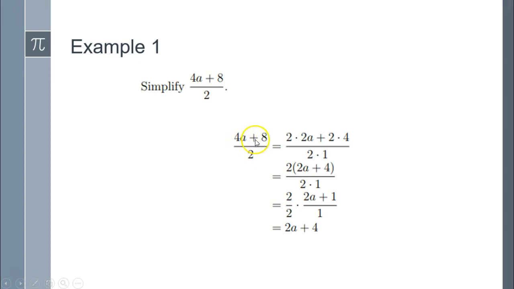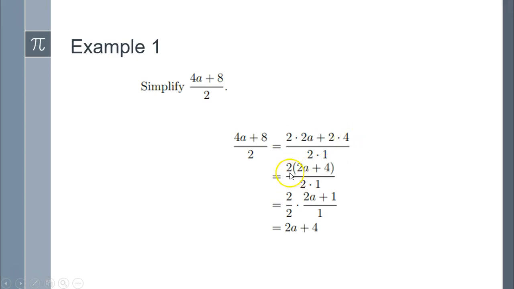See if you have a 2 that comes out on the top. That's your clue. Sometimes the bottom will give you a clue as to how to factor the top, or the other way around. The bottom is simpler here, so let's see if we can take a 2 out of the top. And we can, because 4a has 2 as one of its factors, and 8 has 2 as one of its factors. So if I rewrite the top as things multiplied by 2, I get that.